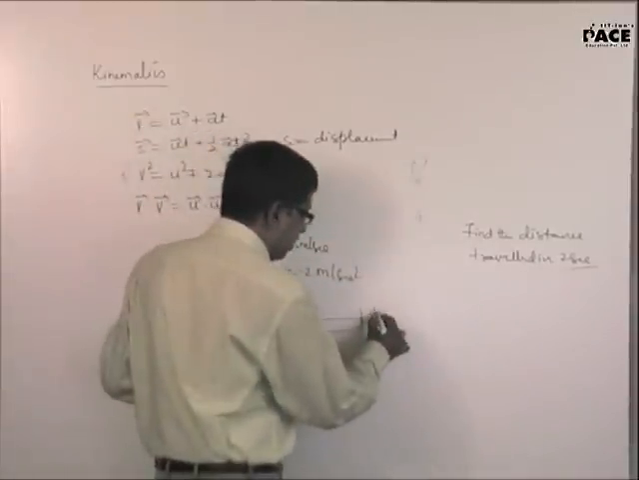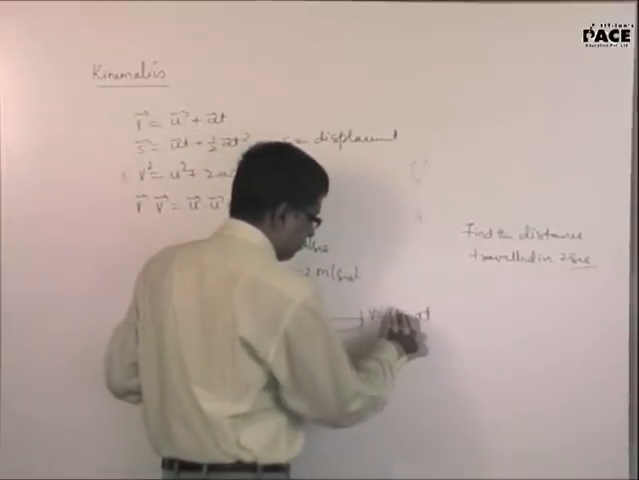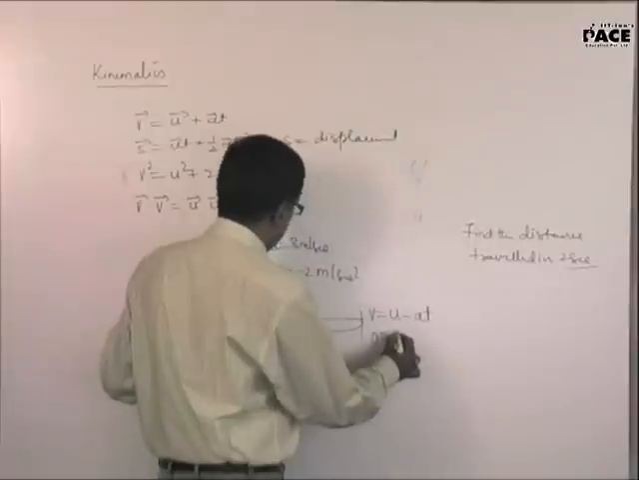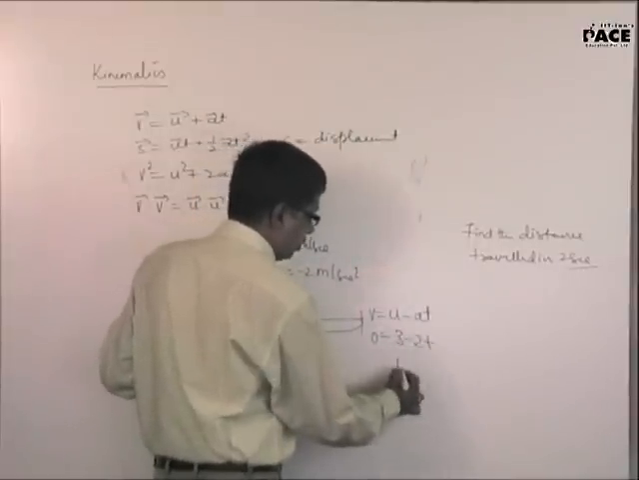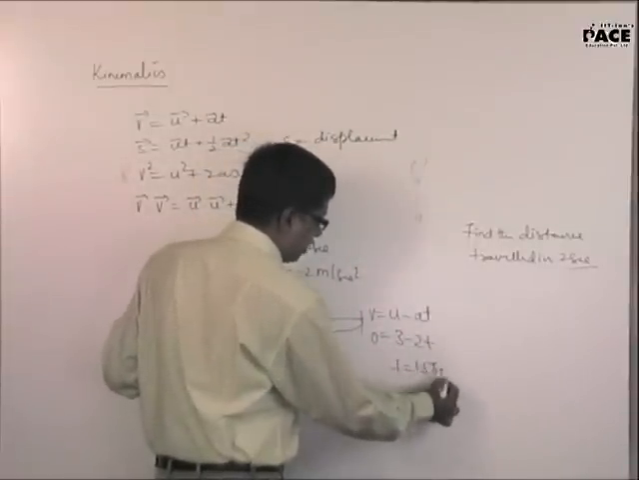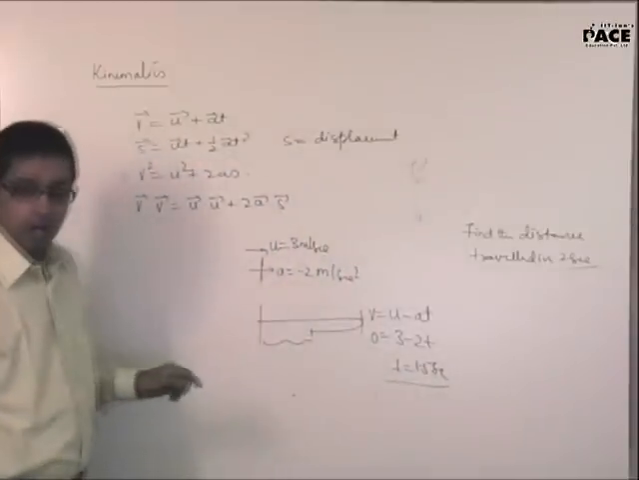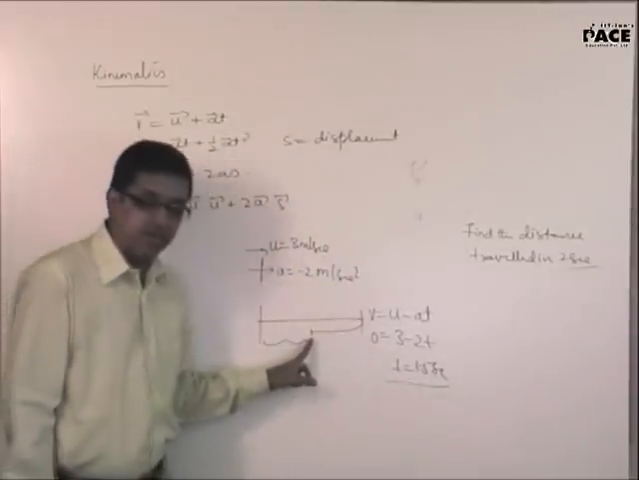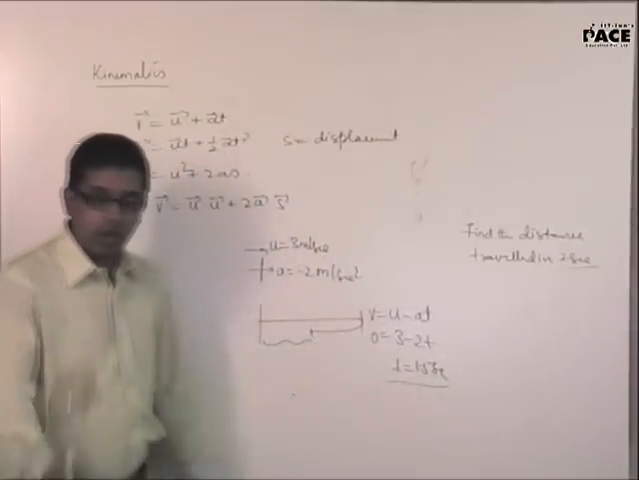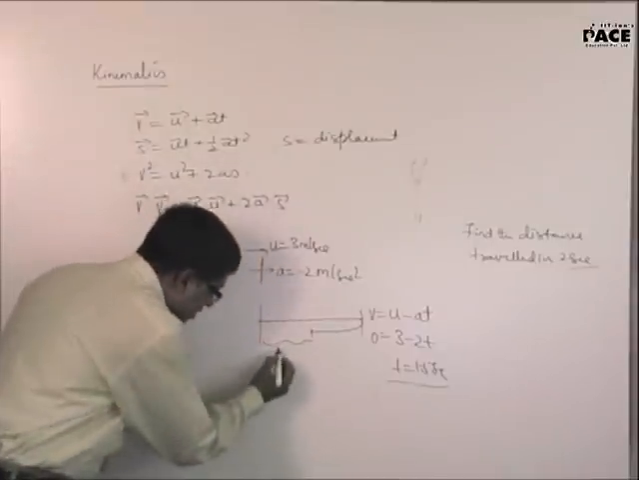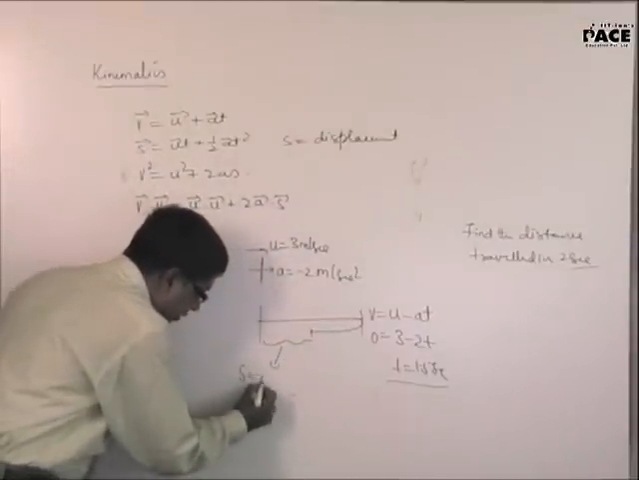That you will get from V equal to U minus at. 0 equal to U is 3 minus 2 into t. That means in 1.5 seconds the velocity becomes 0. After 1.5 seconds it will turn back. So now when you use S equal to ut plus half at square, this is what you are getting.